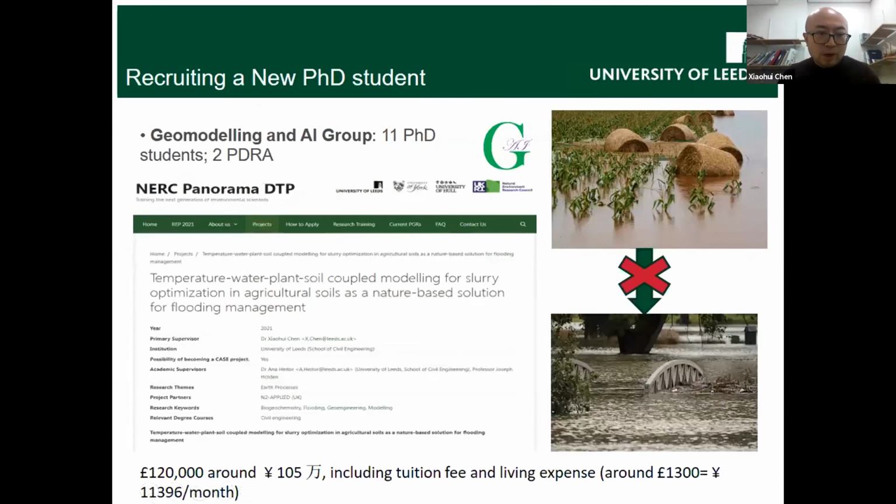For our group, we currently have 11 PhD students and 2 postdocs. In terms of flooding control, we are trying to break the chain, because flooding is related to the upstream agricultural soils, which are not able to absorb most of the water. So abundant water comes to the downstream and forms the flooding. We are recruiting a PhD student in this direction for a natural process-based flooding solution.